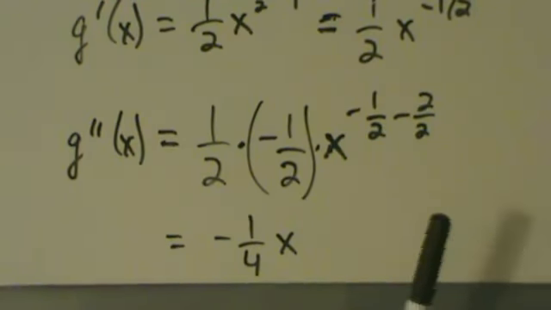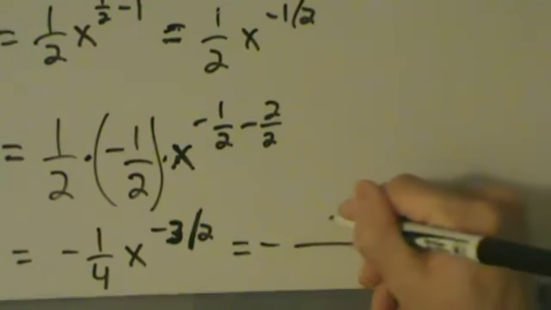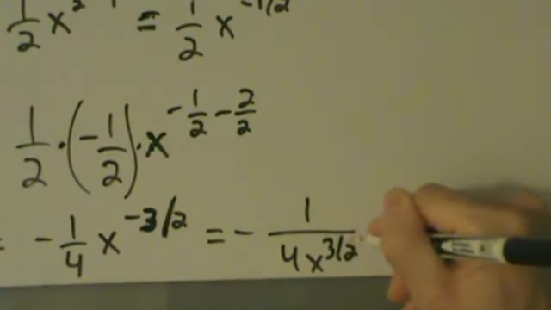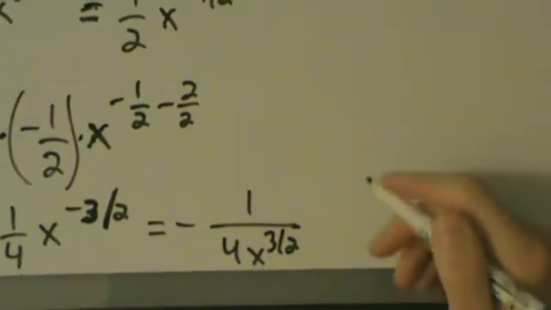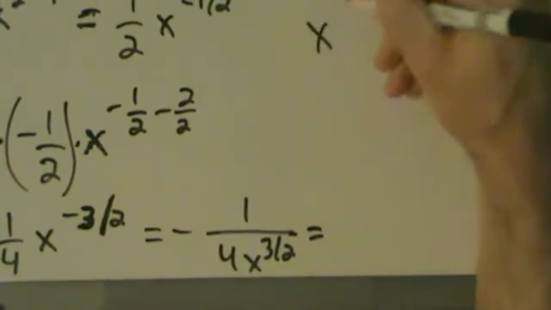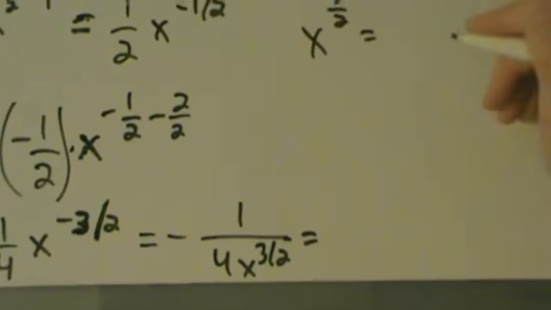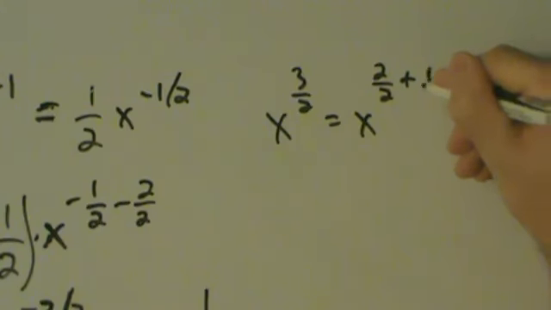So depending on what you're doing, or who your instructor is or whatever, this would probably be an acceptable answer, that's fine. But if you had to simplify a little further, you could say, negative 1 over 4x to the 3/2. Or if you wanted to go even farther than that, x to the 3/2, that's x to the 2/2 plus 1/2, right?